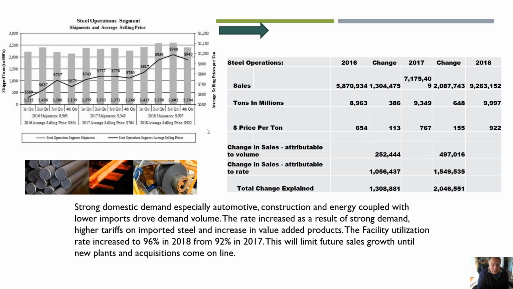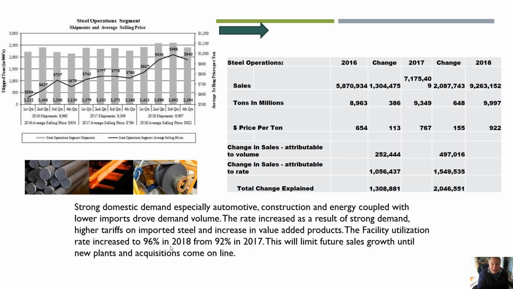So what I concluded here is strong domestic demand coupled with lower imports resulted in increased demand, and I was able to get a better price because the competitors, which were foreign steel companies, now had to pay a tariff coming in, or the U.S. consumer, U.S. customer, had to pay, and that enabled the company to raise their prices.